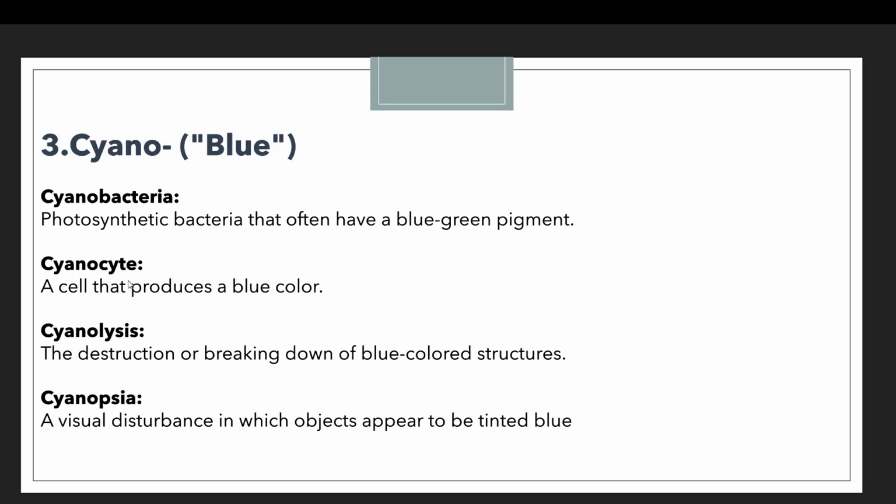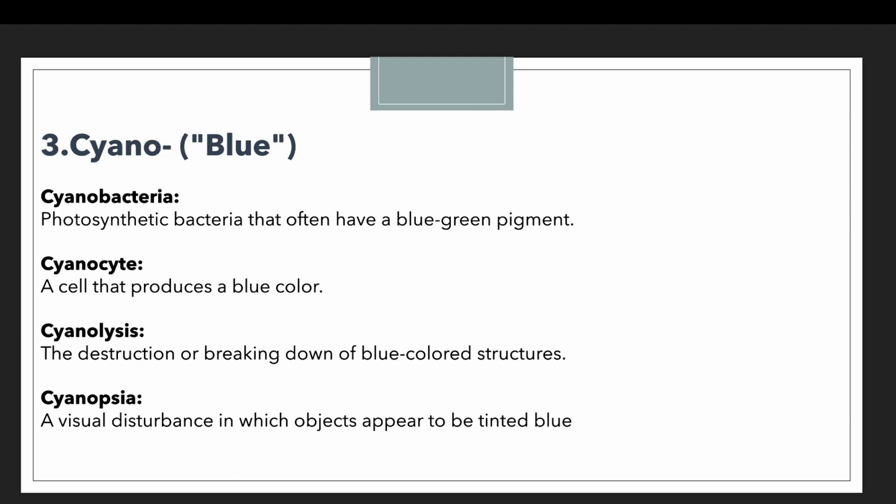Then we have cyanocyte. Cyanocyte is a cell that produces blue color. So again, to produce a blue color, we are using the terminology cyanocyte. Likewise, we have cyanolysis, which is nothing but a destruction or breaking down of blue colored structures. So when you are breaking down blue color structures, you can call this process cyanolysis. Again, we are talking about blue color, that's why we are using the prefix cyano.